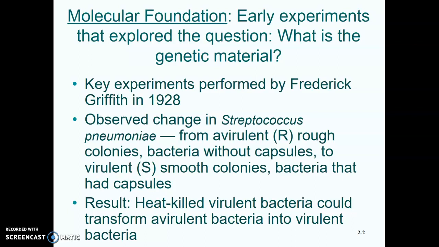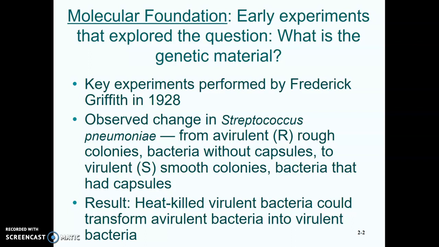Frederick Griffith used Streptococcus pneumoniae, which is a form of bacteria, and it has two types. It has a smooth colony with a capsule around it that causes pneumonia, and a rough colony which does not have a capsule around it, and it doesn't cause pneumonia. So if it doesn't cause it, we call it avirulent. If it causes something, we call it virulent.